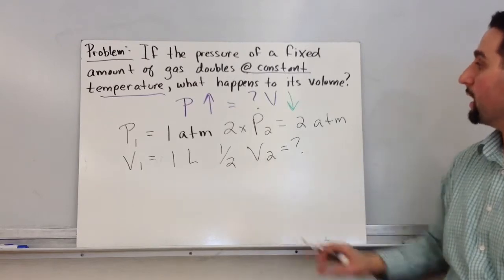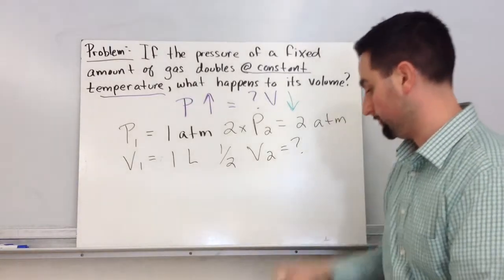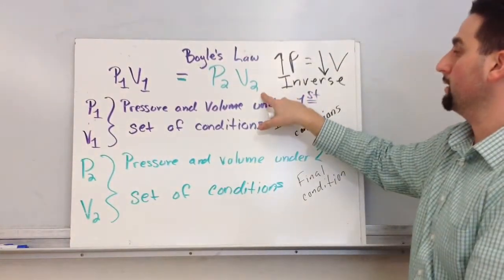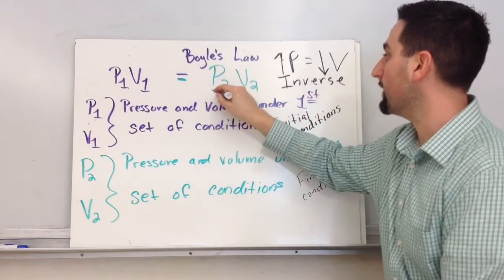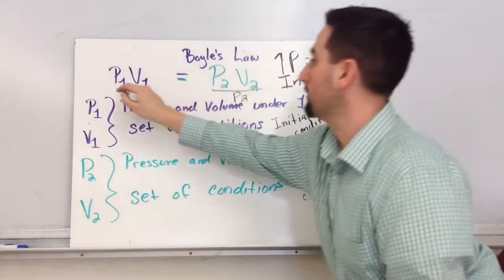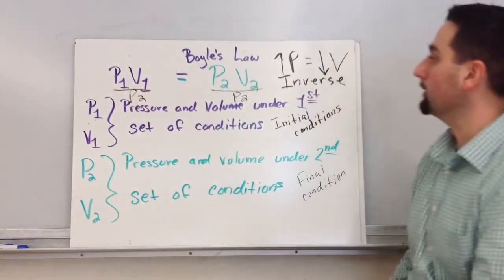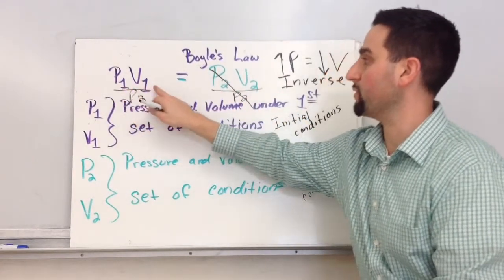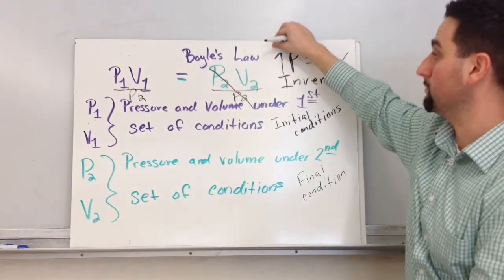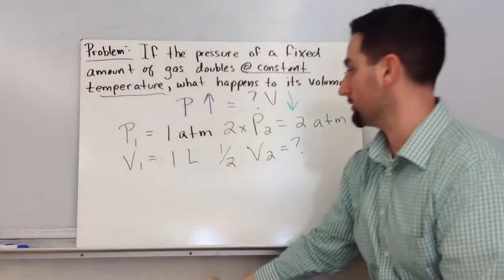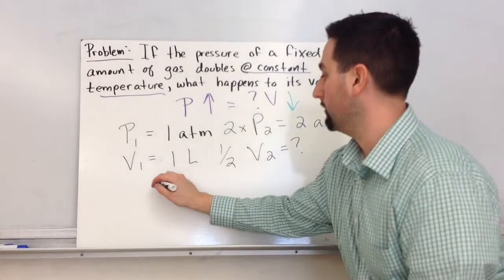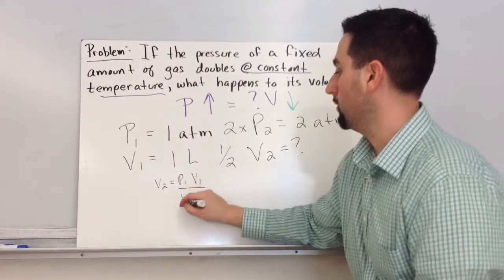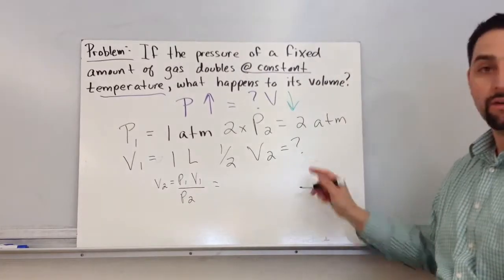If we're solving for V2, go back to my previous slide, we're solving for the volume. Okay? We're solving for V2. So that means we have to divide both sides by P2. So P2 cancels. So my volume is going to equal my first pressure times my first volume divided by my second pressure. Okay, algebraically. So let's make up the numbers here. So my V2 is equal to my P1 times V1 over P2. Okay, let's solve for V2.